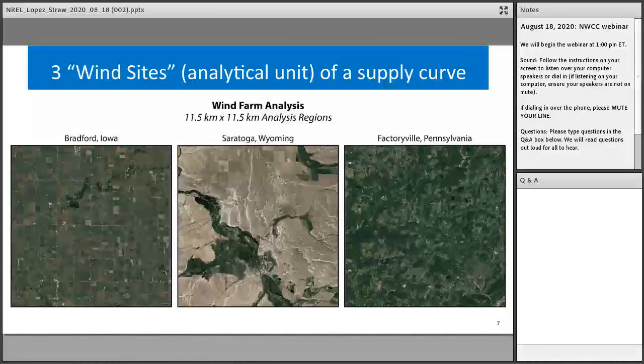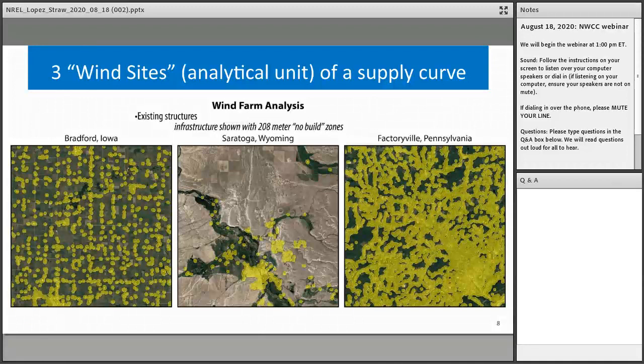So I wanted to start at the micro level and then work up to the macro level before we get into some big picture results. So of the 67,000 sites, here we see 3 sites which demonstrate a diversity of terrain, population density, infrastructure density, and wind resource. And really, this is intended to just introduce you to the spatial fidelity and some of the types of considerations we incorporate. So the first here is individual buildings with a hypothetical setback of 208 meters. And you can really start to see the relative densities quite clearly of these locations.